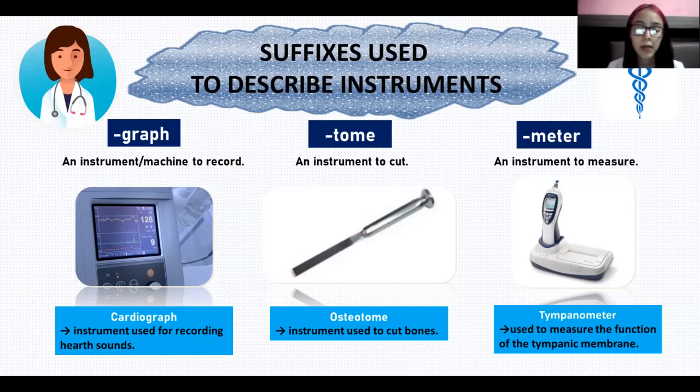And then we have the suffix -tome. The meaning is an instrument to cut. An example is the osteotome. The osteotome is an instrument used to cut bone. And then we have the suffix -meter. Meter means an instrument to measure, and an example is the tympanometer. The tympanometer is used to measure the function of the tympanic membrane.